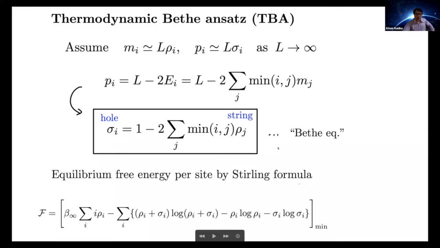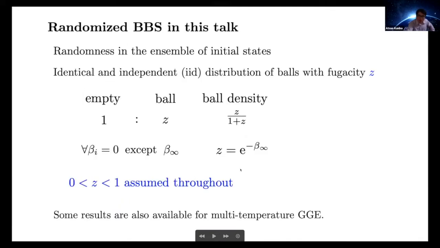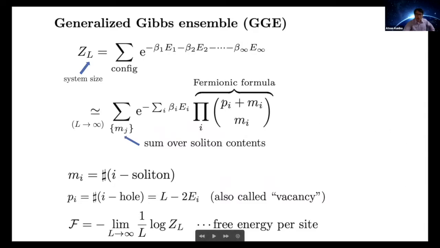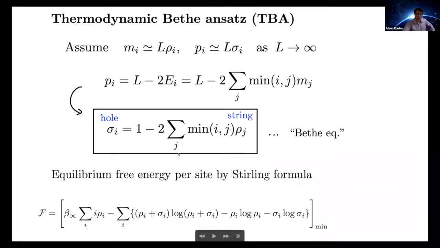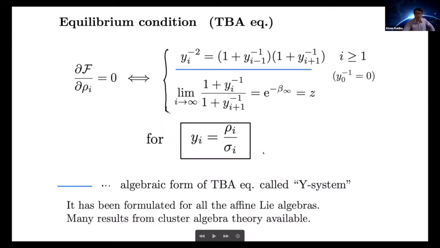The equilibrium free energy per site is given by taking the minimum of this quantity. So I apply Stirling's formula to this. This now becomes L times rho_I, and this becomes L times sigma_I. I expand this by Stirling's formula and then take the log. Due to this assumption, this capital L disappeared. So the problem is to find the minimum of this quantity under this constraint, and that calculation is rather standard, routine work.